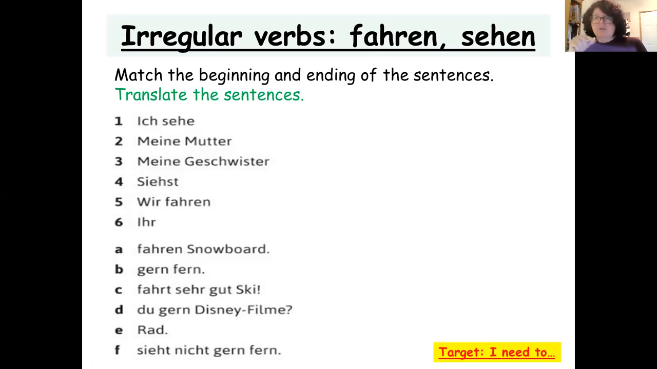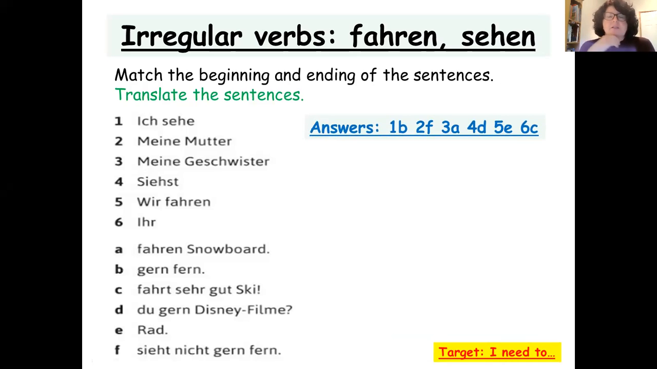Okay, so I want you to use that strategy throughout the rest of them and pause the video while you're doing this task. Okay, wir gehen noch weiter. Let's work through this again a little bit better. Now, I'm going to put up the answers, so let's see. So, ich sehe goes with B. Ich sehe gern fern. So that's an opinion. That would have been a really tricky one, okay? Nummer zwei, meine Mutter.